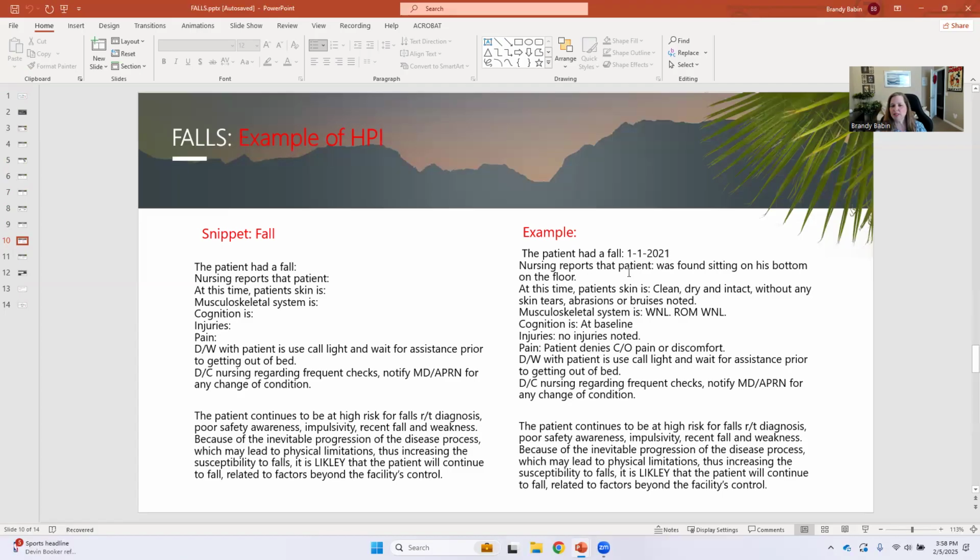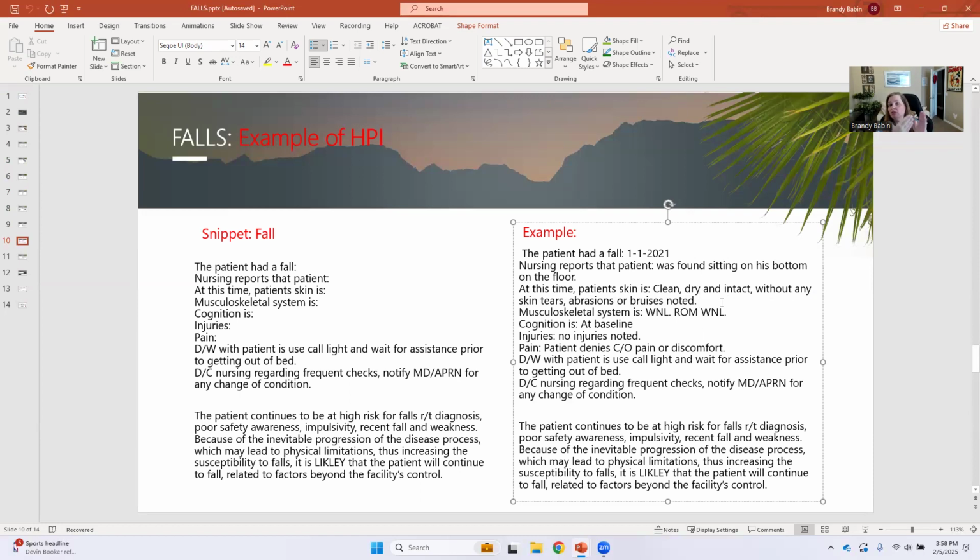And then the nursing reports that patient, and this is where I'm going to get it out of the risk management, was found sitting on his bottom on the floor. At this time, patient's skin is bruised, lacerated, skin tear, abrasion, whatever it is. I wrote clean, dry, and intact without, and I'm making sure I specify that there's no other injury. I'm not just saying their skin is clean, dry, and intact, but I'm also saying that they don't have any skin tears, they don't have any abrasions, or they don't have any bruises. So I'm going to define that skin, what it is and what it isn't.